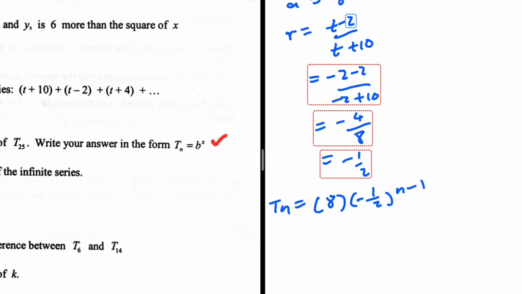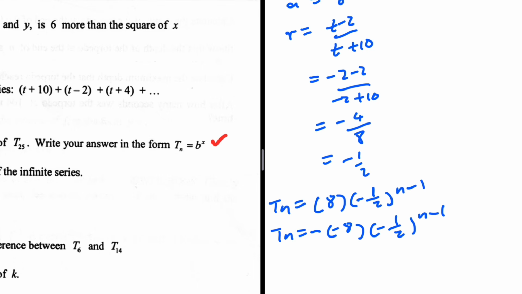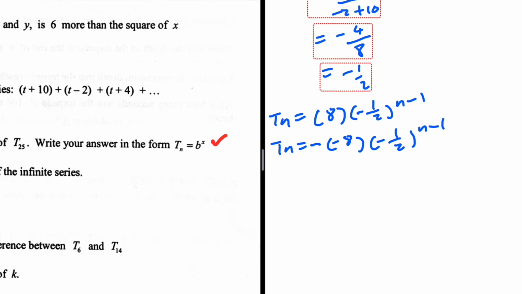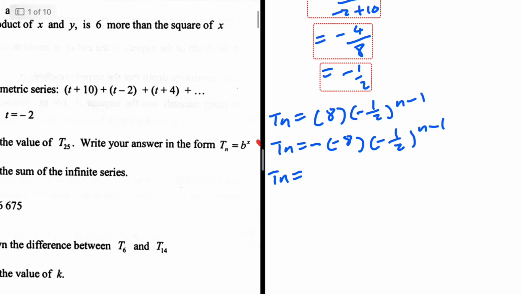Right. So where do we start? Let's take a look. So tn is equal to, so we can say minus, and then we put minus 8 here, and then minus 1 over 2 to the n minus 1. This is still completely fine, because minus multiplied by minus 8 is just 8, right? So we're still on the right track. We haven't done anything wrong. And then we're going to substitute 25 as we move forward. Let's just carry on with what we're doing here.